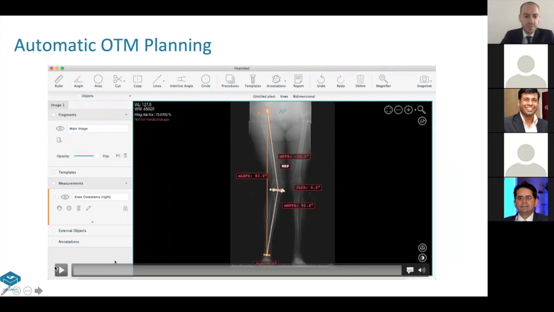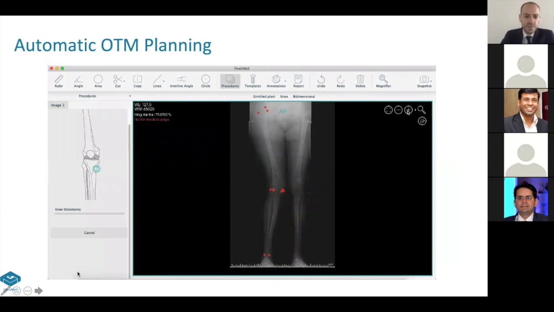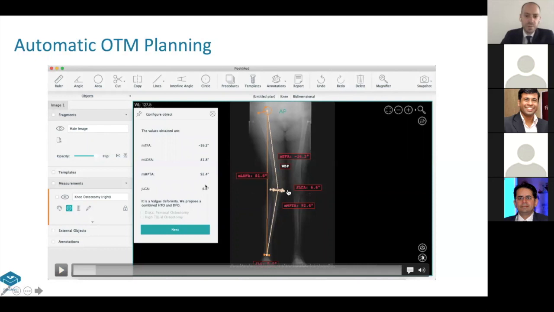So it's the same thing. It tells you it's a 16 degrees valgus, the valgus on the femur on the tibia. And let me just show you here. It has a 6.6 degrees of opening of the joint line congruency angle opening on the medial side. And since it's a valgus deformity, we propose a combined HTO and DFO.